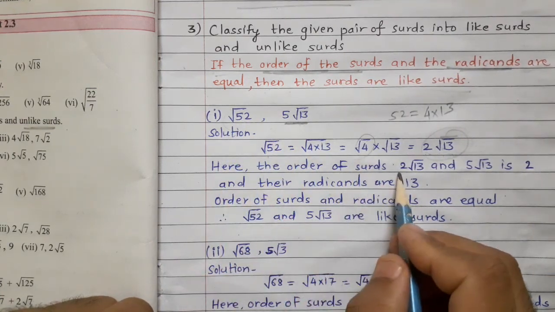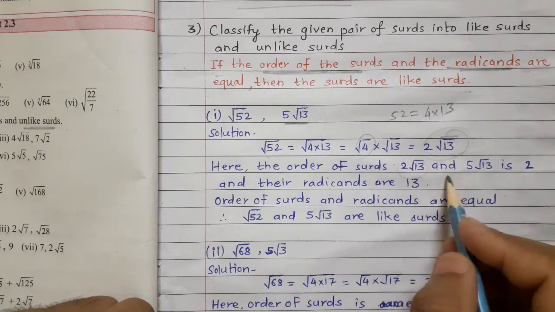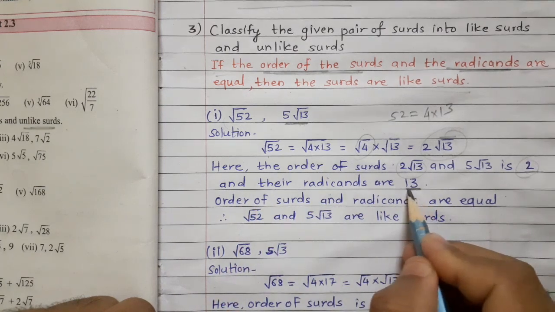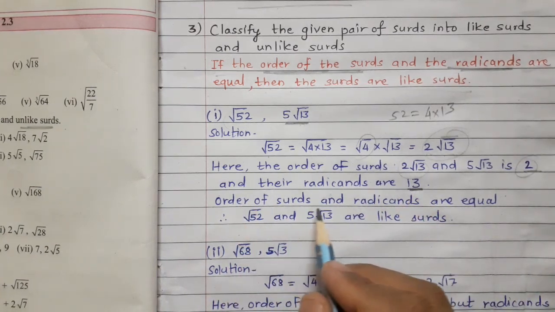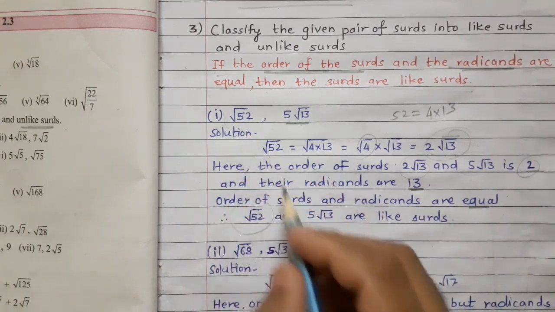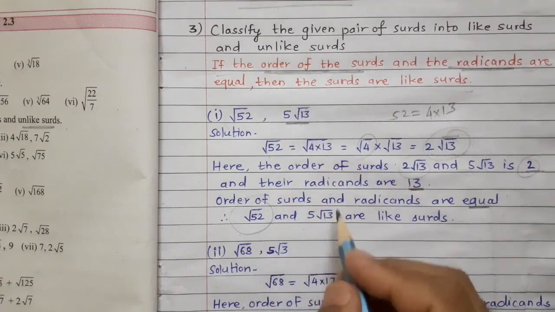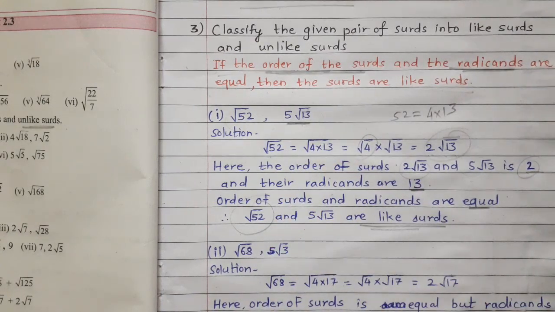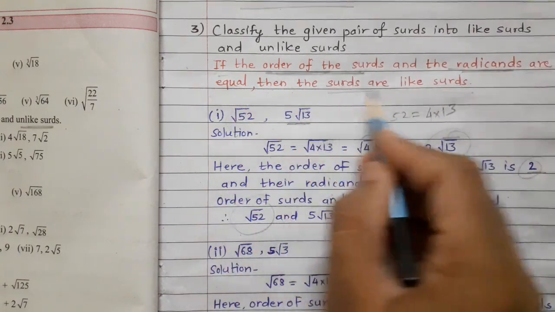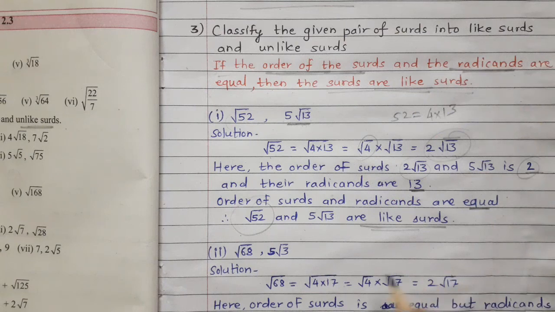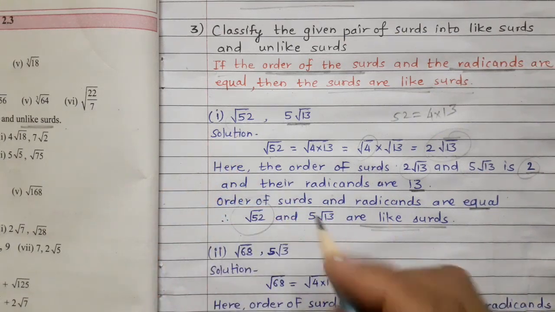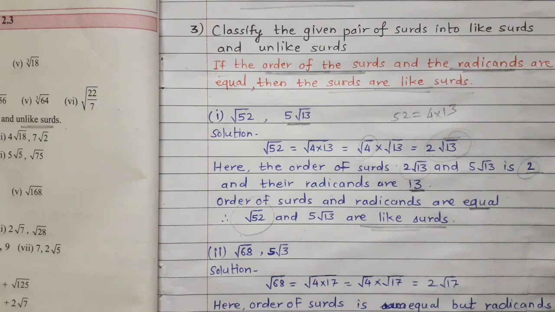Here the order of surds 2 root 13 and 5 root 13 is 2, and the radicands are 13, and here the order of surds and the radicands are equal. Then we can say that square root of 52 and 5 square root of 13 are like surds. If the order of surd and the radicand are equal, then we can say that the given surds are like surds. So first of all, write down the simplest form and then check the order of surd and radicands.